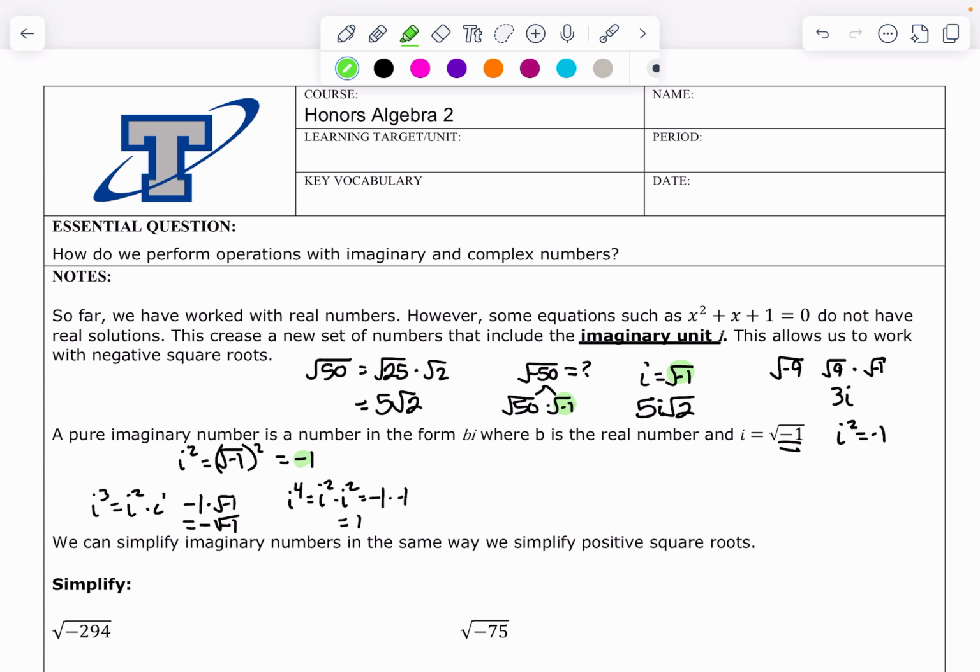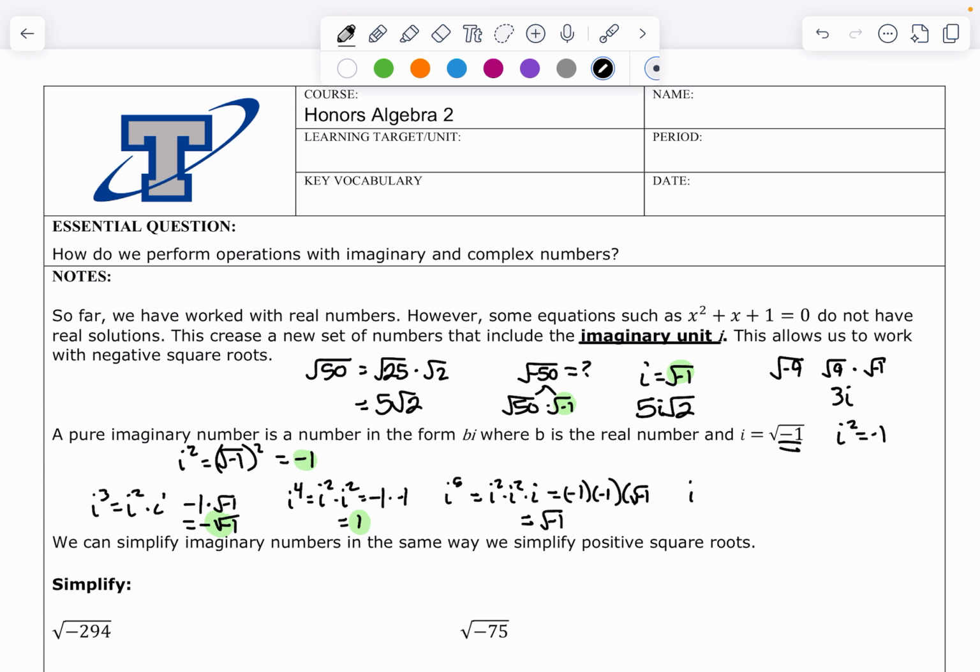So if we look here, it starts, i squared is negative 1. i cubed is negative i, or negative radical negative 1. i to the fourth would be positive 1. If we did i to the fifth, that would become i squared times i squared times i. So then that's just negative 1 times negative 1 times the square root of negative 1. So then that just goes back to positive square root of negative 1, or just i.